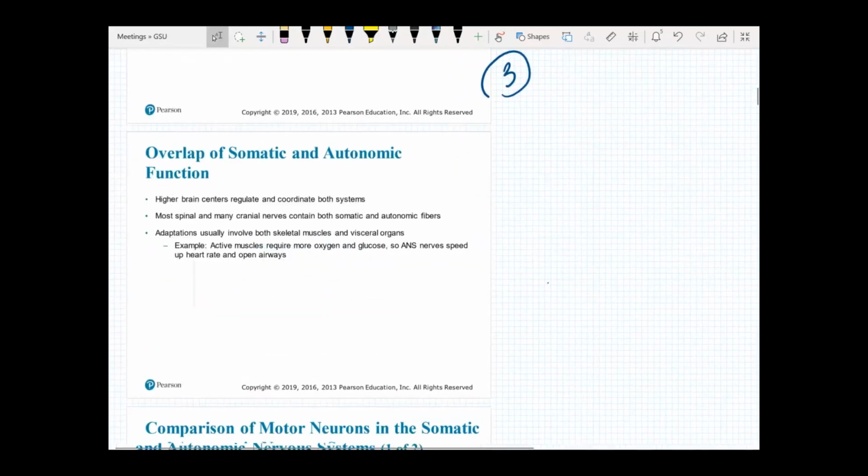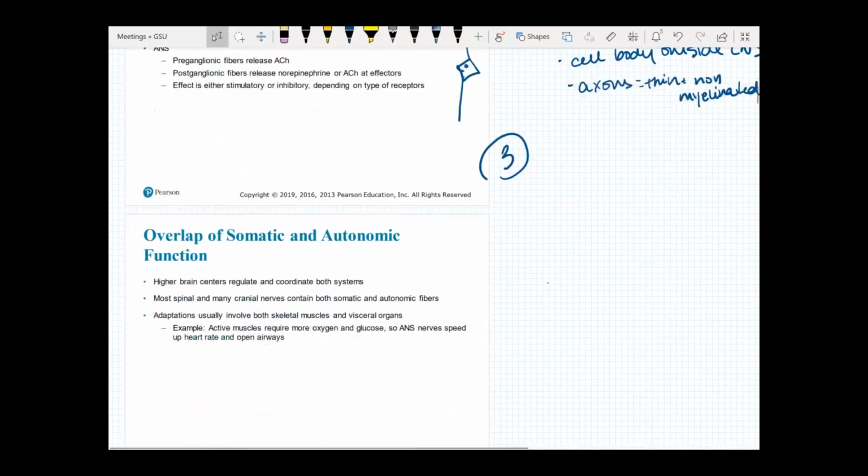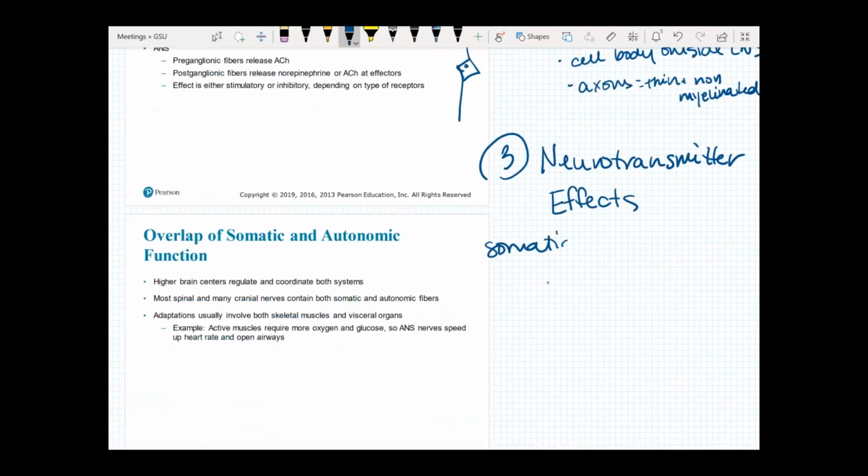So when we're looking at our neurotransmitter effects, we've got lots of different transmitters that we've talked about in previous chapters. The first one, when we're talking about our somatic nervous system, is going to be the same one. Our skeletal muscle is always going to be with our acetylcholine neurotransmitter, and what it will always do is excite the muscle. So it is always going to stimulate.